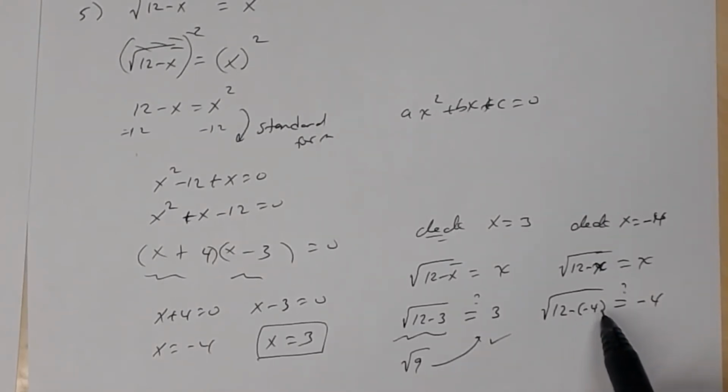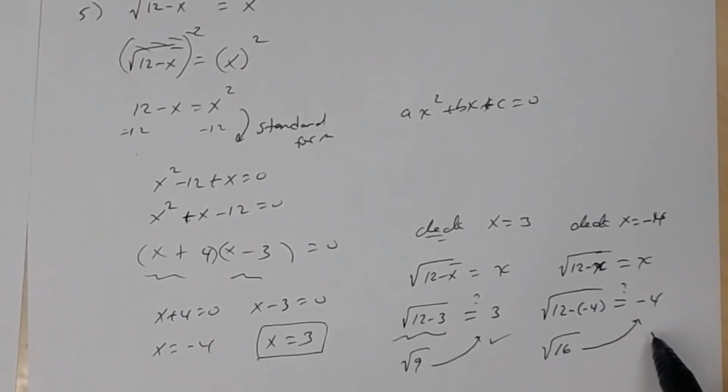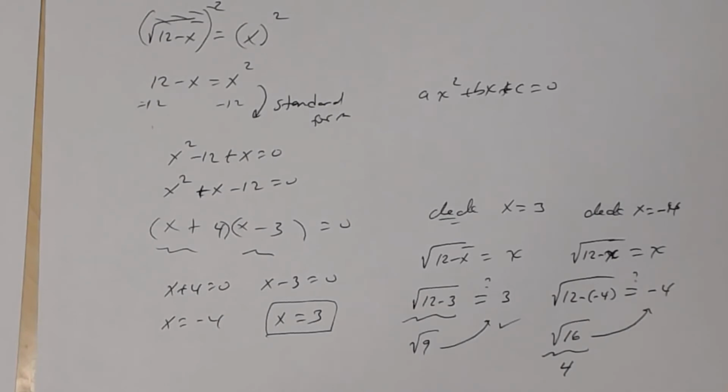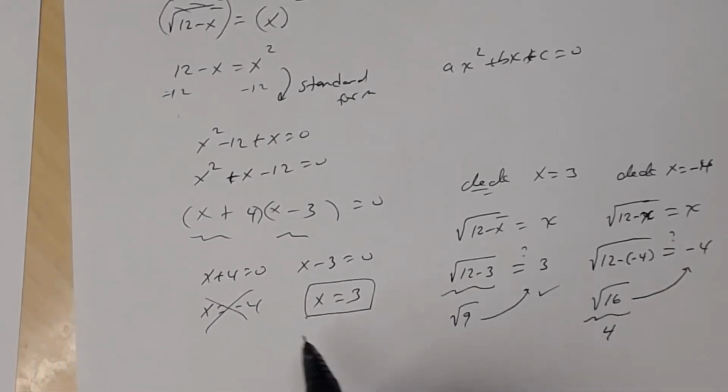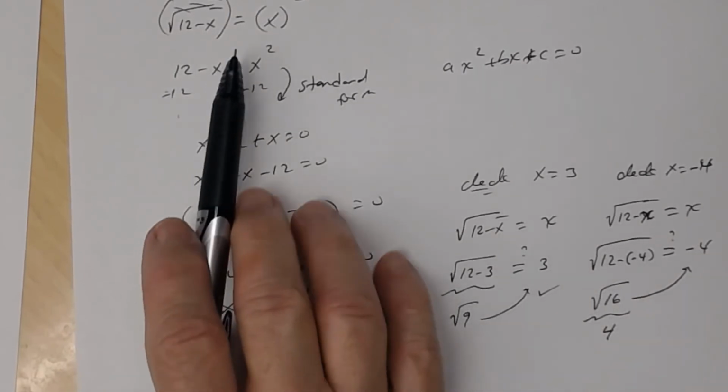Well, 12 subtracting negative 4 is 12 plus 4, which is 16. And the question is, is the square root of 16 equal to negative 4? No, because the square root of 16 is equal to a positive 4, and 4 does not equal negative 4. So this is not a solution. Negative 4 is not a solution to the original problem.